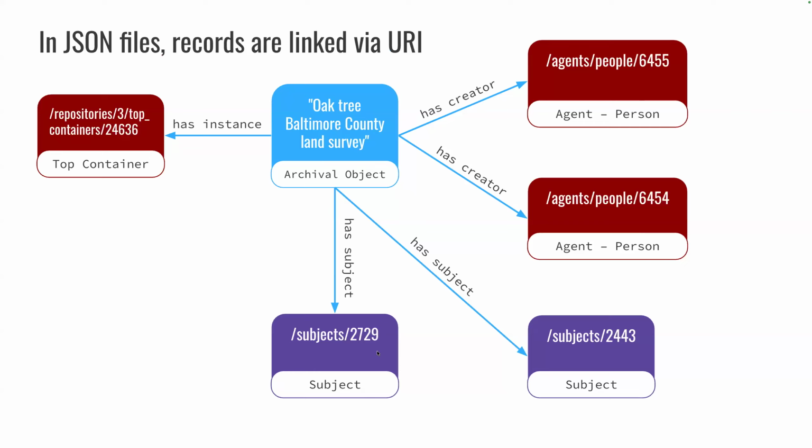So in the JSON files, which is what the ArchivesSpace API expects when you upload archival objects, it is going to look for the URI for those records. So it's not going to accept a string. It's going to ask, where is this already in the ArchivesSpace system? So I can link to it for the people, subjects, top containers, etc. And what that means is when you create an archival object, you have to have all of these URIs in advance. They have to already be made and in the system.